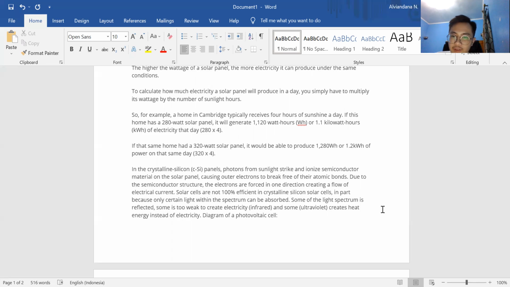The solar cells in crystalline silicon panels are not 100% efficient. None of the panels are, actually. It is because of the certain light within the spectrum, only a few can be absorbed. For example, the infrared spectrum is too weak to create electricity, and the ultraviolet spectrum creates heat rather than electricity.